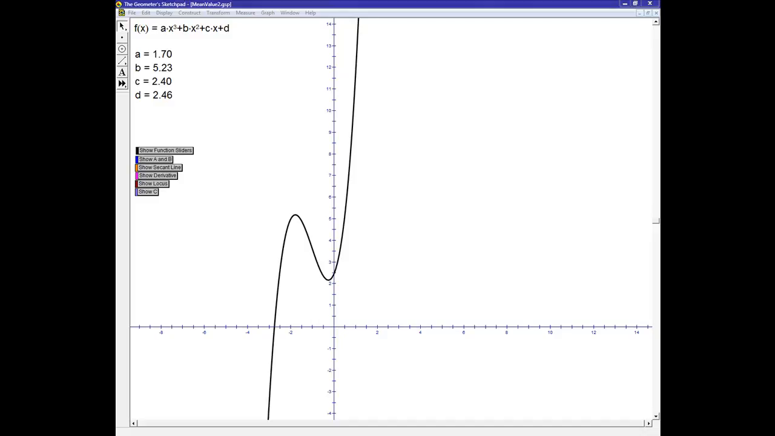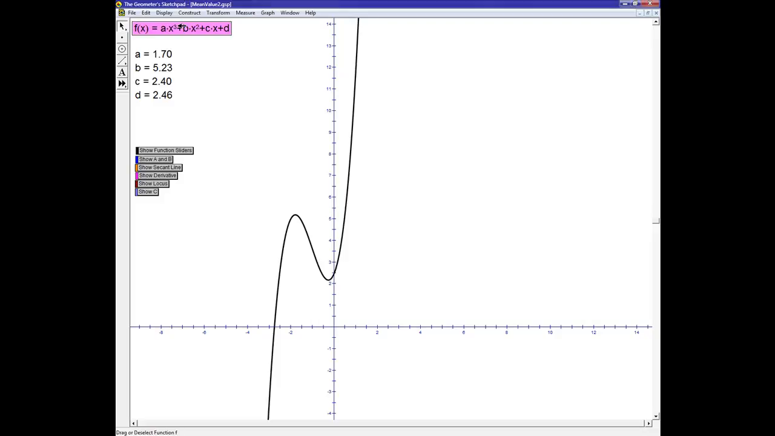The mean value theorem for derivatives states that given a continuous, differentiable function f and x values a and b, there exists at least one x value c between a and b such that f prime of c is equal to the slope of the secant line through f of a and f of b.